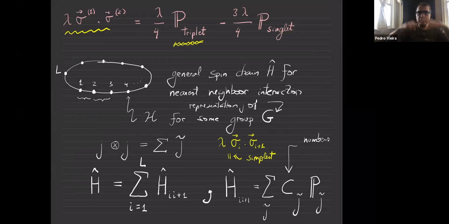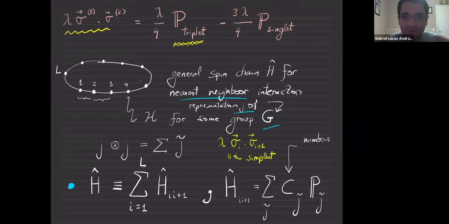But in general, if you have a general group, you can put, for example, some SU3 spin chain. At each site of my spin chain, I have an adjoint representation of SU3. Adjoint times adjoint gives me a bunch of representations. Your spin chain Hamiltonian will be a sum of the projectors into each representation with a different number multiplying each projector. Okay, so this would be our definition of what is called a spin chain Hamiltonian: for any group G, any representation, provided it's nearest neighbors and preserves the symmetry of the group.